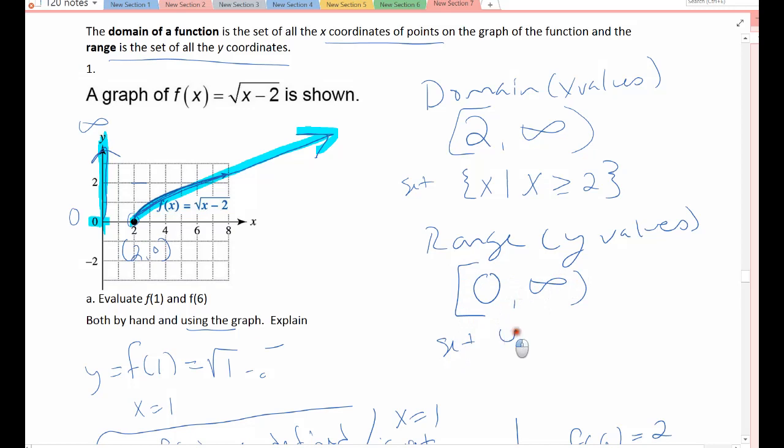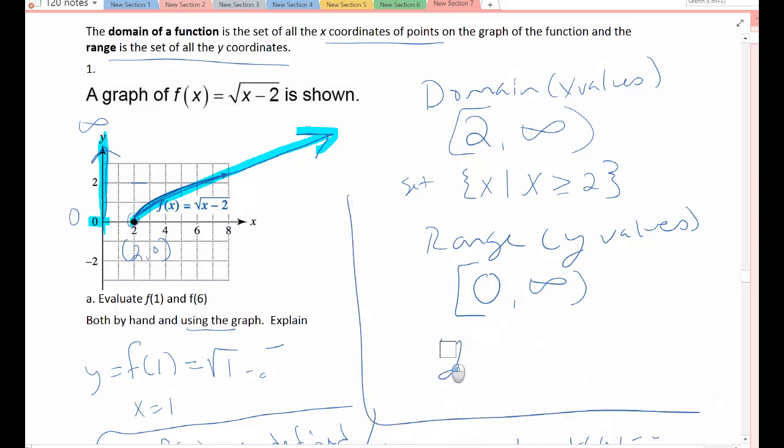The set notation would be all of the y values. I'm going to erase so it looks a little neater when I write it out. All right, so all of the y values, set notation, every y value such that y is greater than or equal to 0, right? That's the range. It's the y values. It's all real number y values such that, this line means such that, the y values are positive and 0, right? 0 is included, so I put a bracket at 0. It is the starting y value of my function.